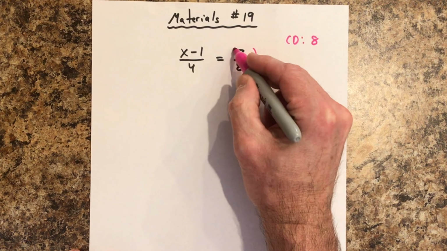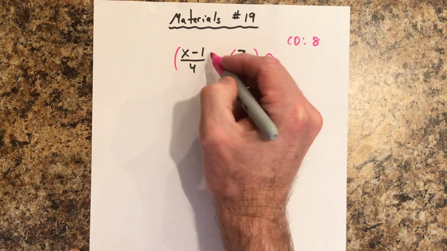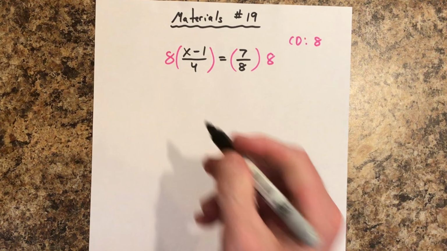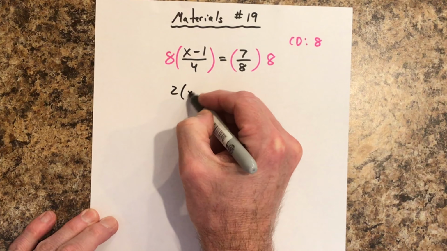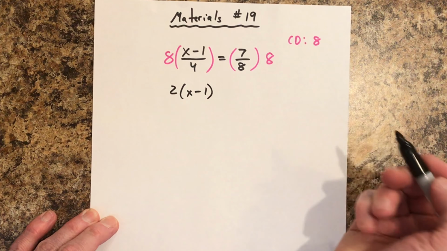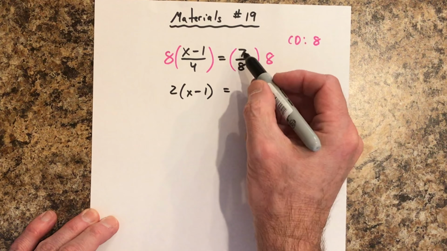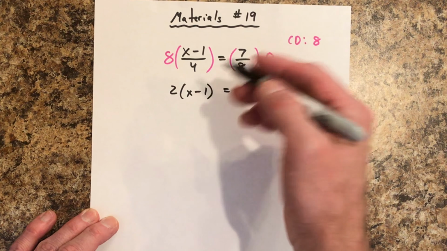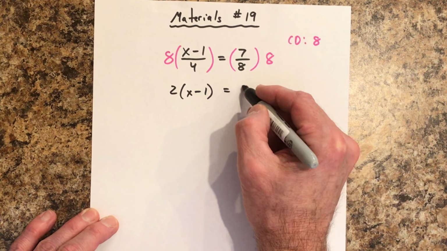So we'll multiply both sides by 8. 8 divided by 4 is 2. Again, notice the parentheses. We're going to have to distribute that too. And 7/8 times 8, well, 8 divided by 8 is 1. Multiply by 8, divide by 8 cancels each other out. Lots of ways to think about it.